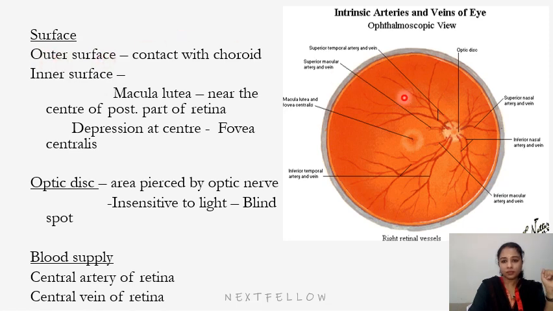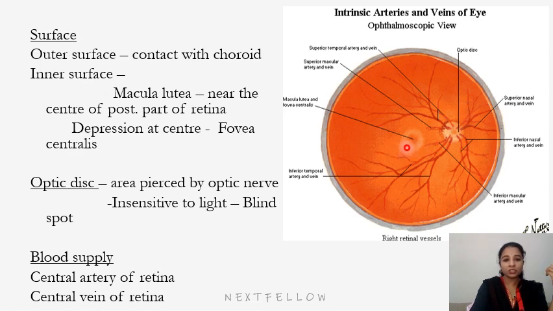Next, the third layer, retina. The retina's outer surface is in contact with the choroid, and the inner surface is identified by macula lutea. This is the macula lutea. This is the optic disc through which the optic nerve fibers emerge out of the eye, and we can see several blood vessels diverging from the optic disc. This is an ophthalmoscopic view, fundoscopic view, where we can see the intrinsic arteries and veins of the eye.